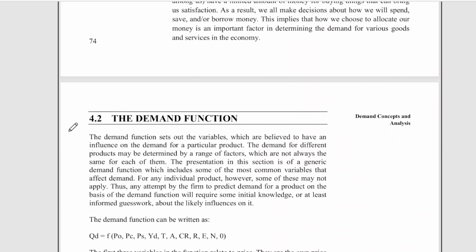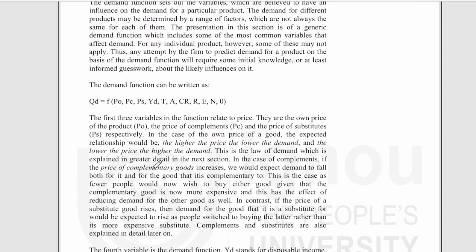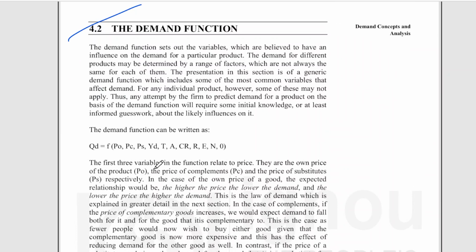Okay, next is the demand function. What is the demand function? The demand function sets out the variables which are believed to have an influence on the demand for a particular product. The demand for different products may be determined by a range of factors which are not always the same for each of them. The presentation in this section is of a generic demand function, which includes some of the most common variables that affect demand.